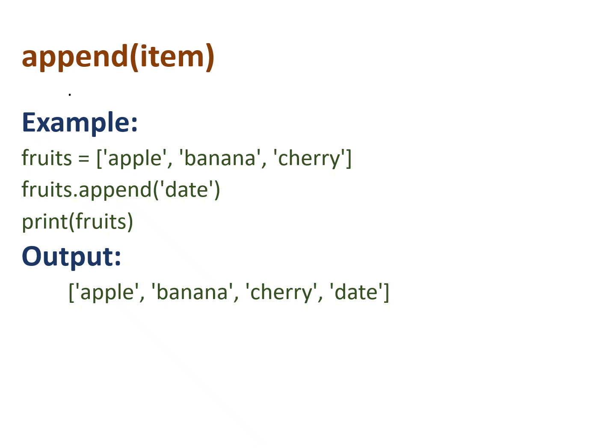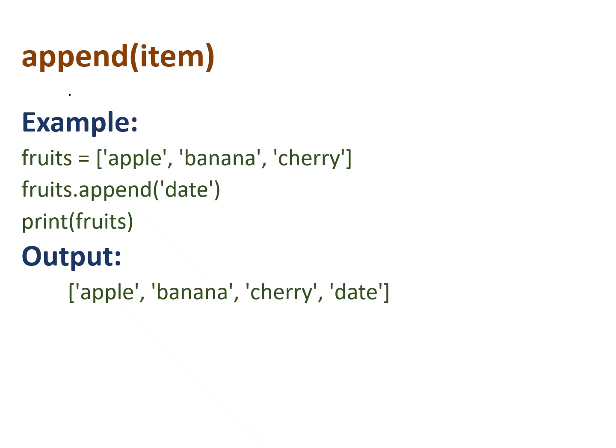Here we are using the append method to add a value into our list. We take one example, fruits. In these fruits we have a list. The values in the list are apple, banana and cherry. They are strings.